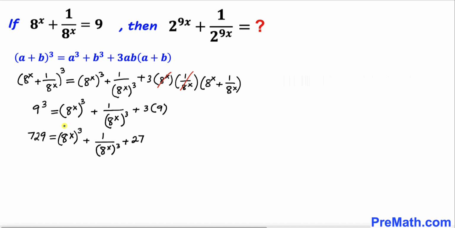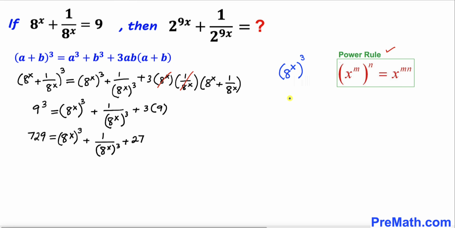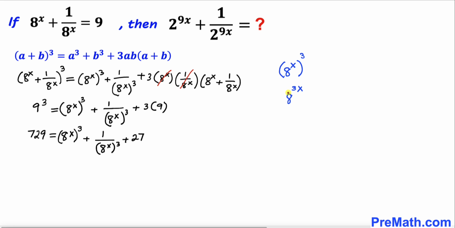Now let's focus on this term (8 power x) whole power 3, and here I have copied it down. Now let's recall this power rule of exponents. According to this rule, this could be written as 8 power 3 times x, which is going to become 3x. And now let's focus on this base 8. 8 could be written as 2 power 3. Therefore, we can write this one as (2 power 3) whole power 3x.